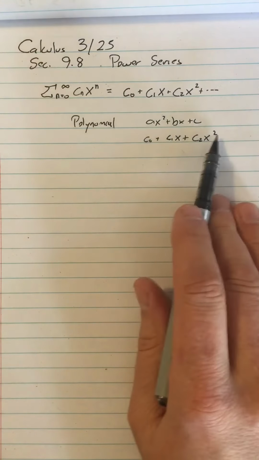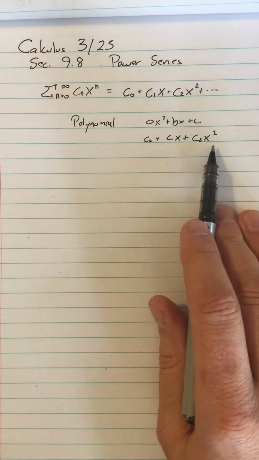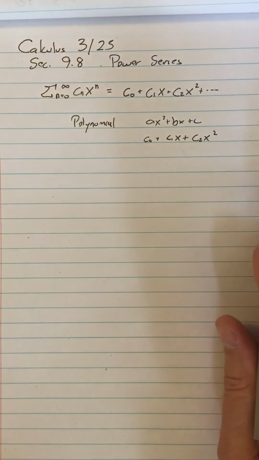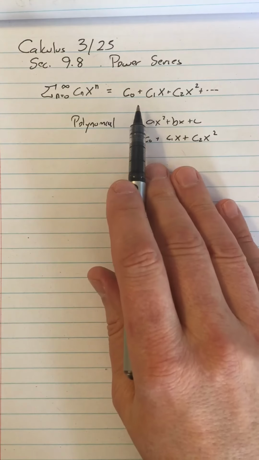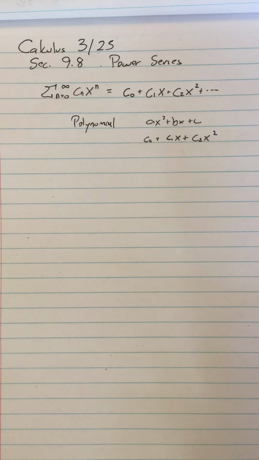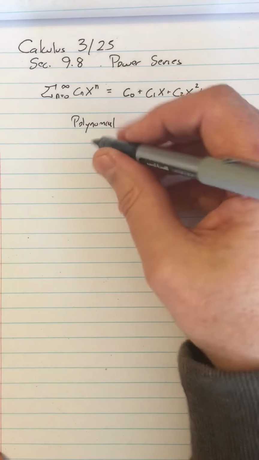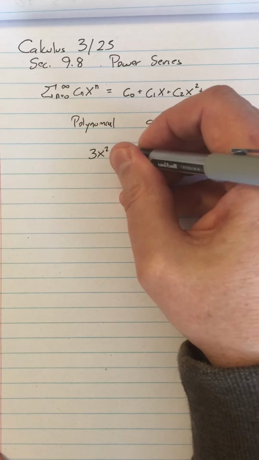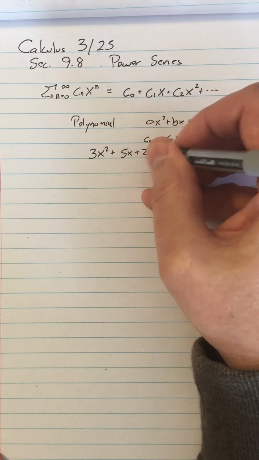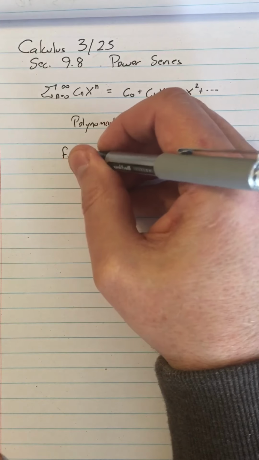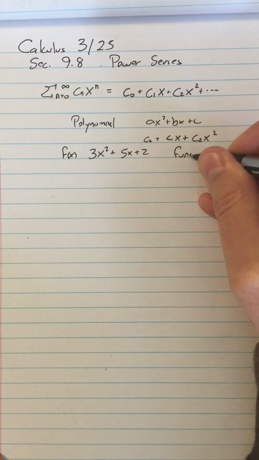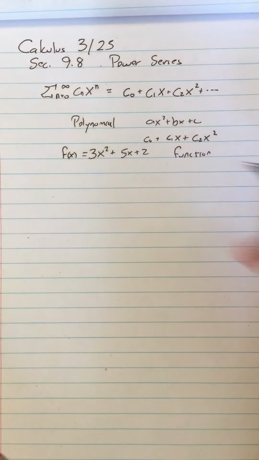Unlike a quadratic polynomial that has 3 terms, or a polynomial that could have 4 or 5 terms, this is basically a polynomial with infinitely many terms. And just like a polynomial such as ax squared plus bx plus c is a function of x, for example 3x squared plus 5x plus 2, we can consider that to be a function of x. Likewise, these are also functions of x.